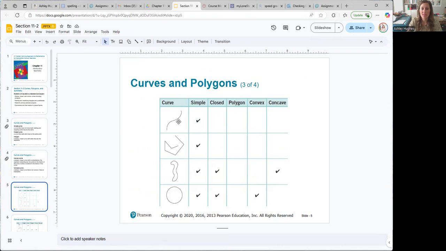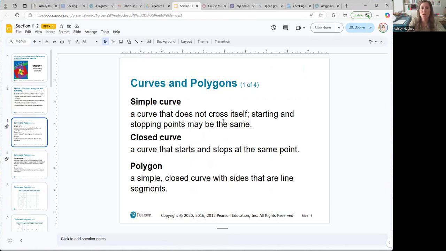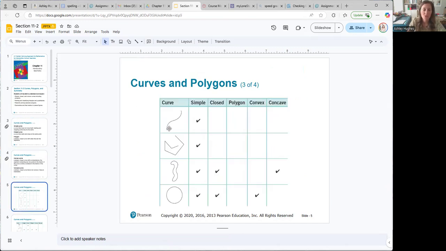So is this a simple curve? Yes, because simple is a curve that does not cross itself. As you see in this first example, this is a curve. It's not closed, but does this curve ever cross itself? No. This one would cross itself, so that would not be simple. This is simple because it doesn't cross itself. This is also simple because it doesn't cross itself.